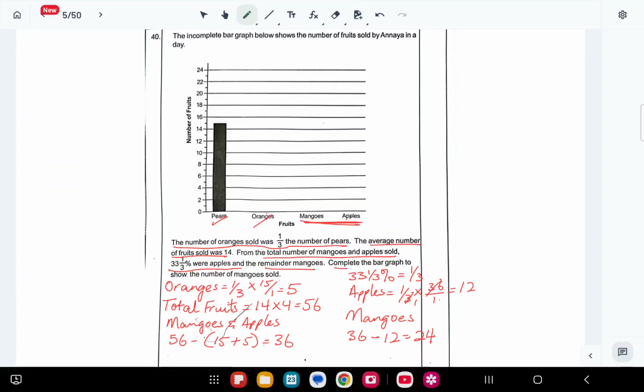They said now complete the bar graph. So we draw in the bar for mangoes at 24. Alright.